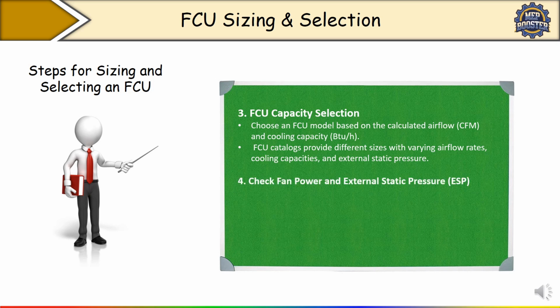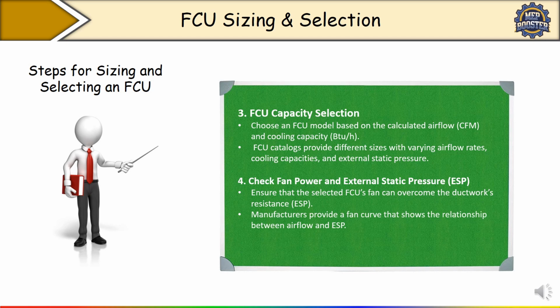Then in the next step, you have to check the fan power and external static pressure calculation. Ensure that the selected FCU fan can overcome the ductwork resistance. For that, external static pressure is a must. So as an HVAC designer, we need to calculate the external static pressure. Manufacturers provide fan curves that show the relationship between airflow and ESP.